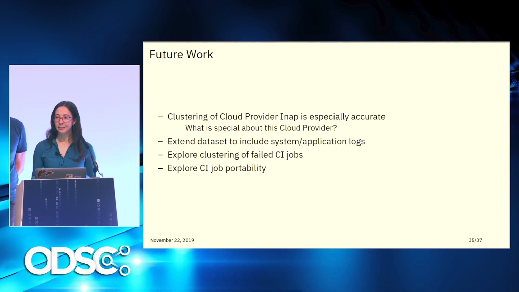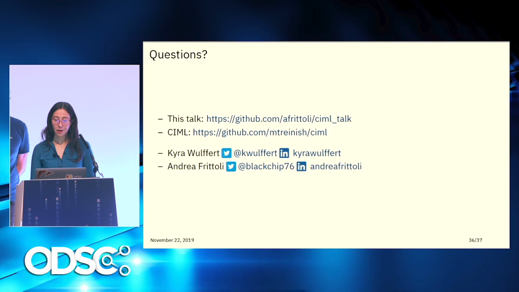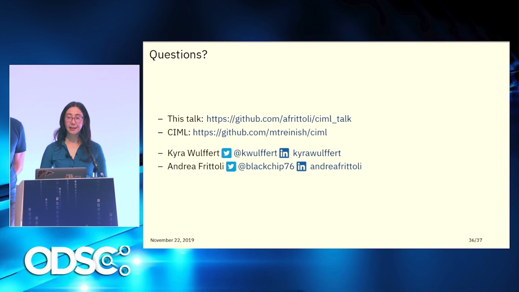We also want to extend the data set to include some information from the system application logs in order to continue exploring the clustering part of the CI jobs and do, for instance, a clustering of failed CI jobs. And as next work, we want to keep working on the portability of the CI job, for instance, for multi-class problems. All our work is available on these links in GitHub, and it's open for the community. Also, if you want to collaborate, even better.